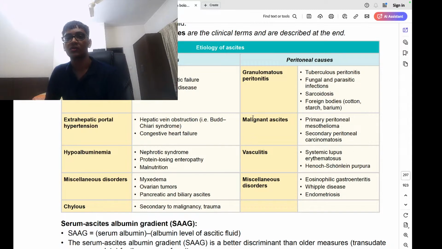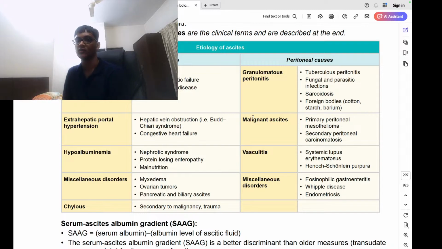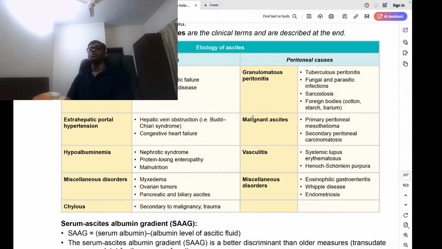Etiology of ascites: you have non-peritoneal and peritoneal causes. Non-peritoneal, you have cirrhosis, fulminant hepatic failure, obstructive disease, and extrahepatic Budd-Chiari syndrome, congestive heart failure, hypoalbuminemia, nephrotic syndrome, protein-losing enteropathy, malnutrition, myxedema, ovarian tumors, pancreatic and biliary ascites. Chylous ascites is secondary to malignancy and trauma.